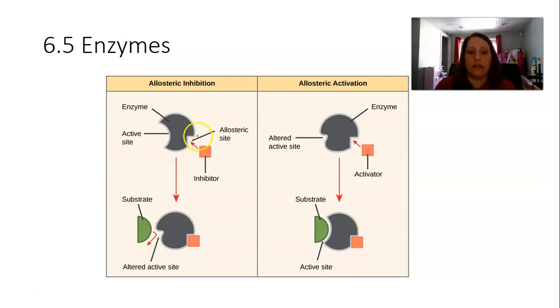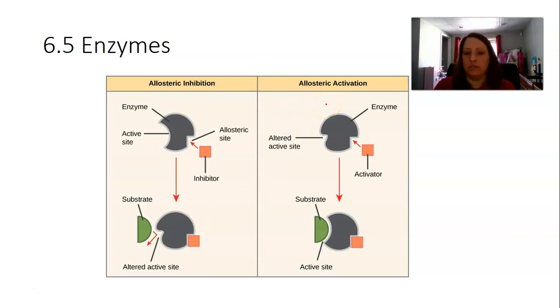Here is the allosteric site. This is where this little orange inhibitor can bind. And when that binding happens, it changes the shape of the enzyme shown here. And the active site is no longer the proper conformation or proper shape. And therefore, the substrate cannot bind. And so that enzyme right now is inactive.